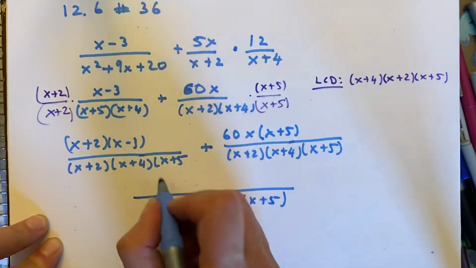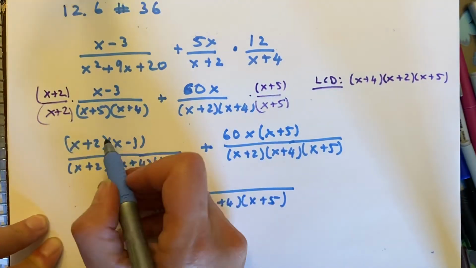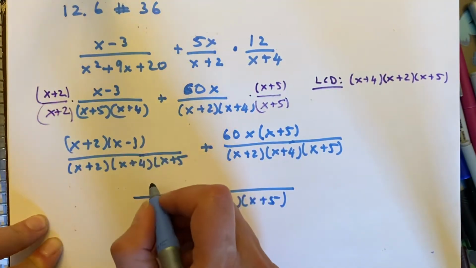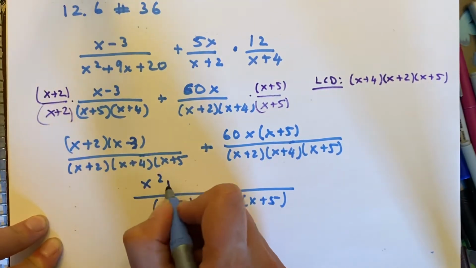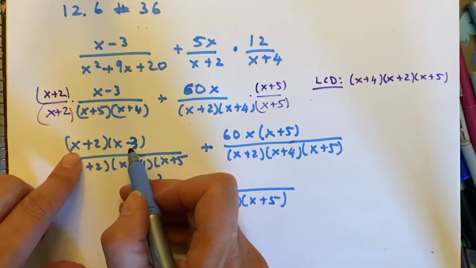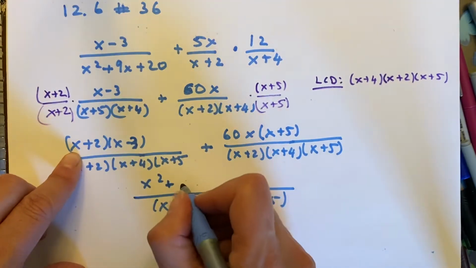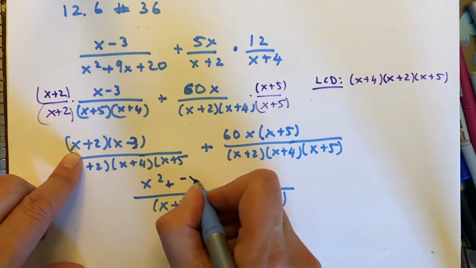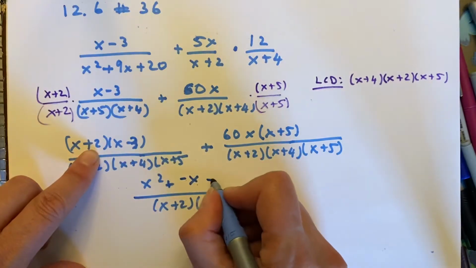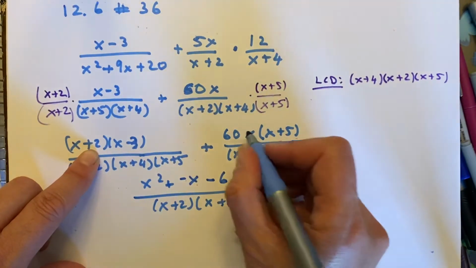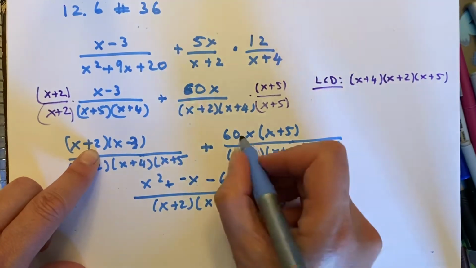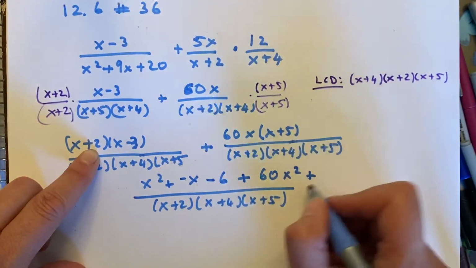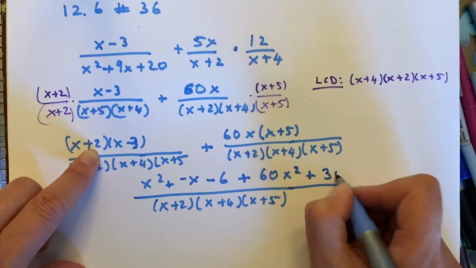So here's my common denominator on the bottom, (x + 2)(x + 4)(x + 5). And the numerator, I'm going to multiply out (x + 2)(x - 3). So I'm going to get x squared plus 2x minus 3x, which is just a negative x, so minus x, and then minus 6, plus, multiplying this out, I get 60x squared plus 5 times 60 is 300, so 300x.